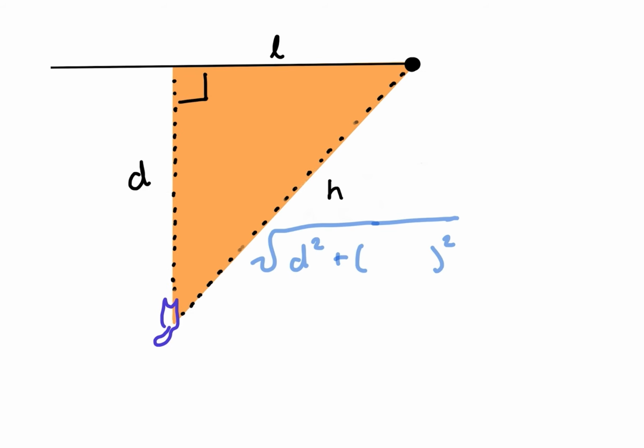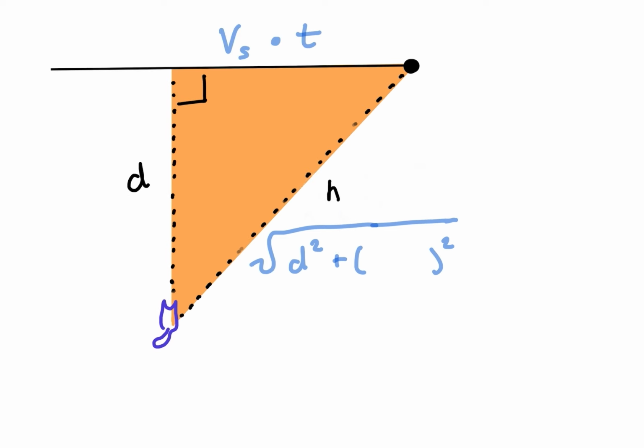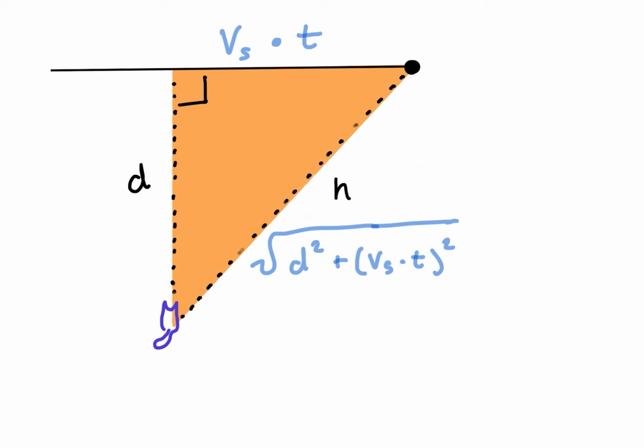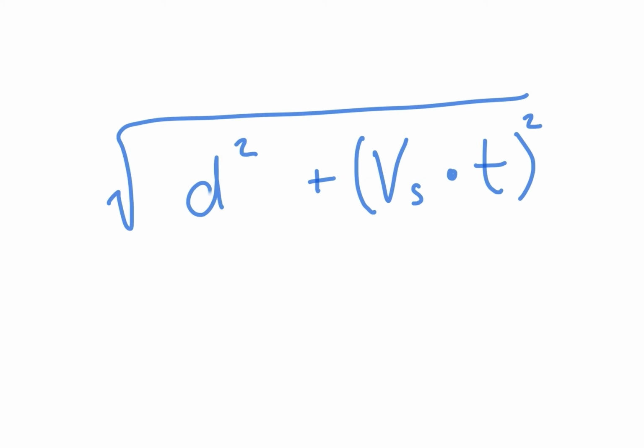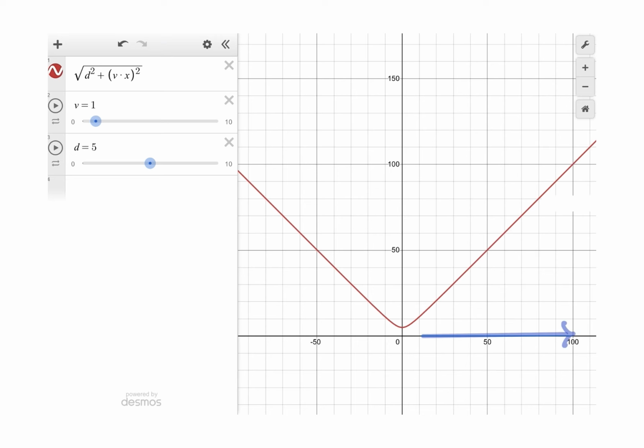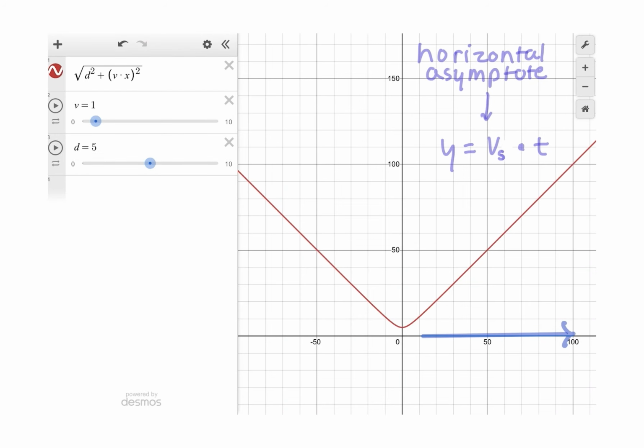To get h in terms of time, let's say t equals 0 where d intersects L. Plug in velocity of source times time for L. So here's our function for h in terms of time where v and d are constant. You can see as time goes on, this function looks more linear because in our triangle, as L approaches infinity, h approaches L because it gets closer to being a straight line parallel to L. So as time approaches infinity, where d and v are constants, our function, the square root of d squared plus (v times t) squared, approaches v times t, a linear line.